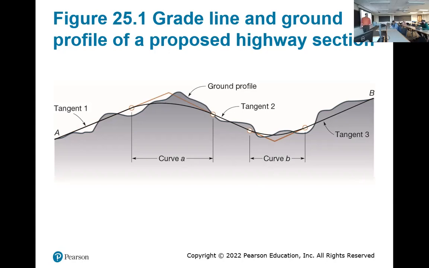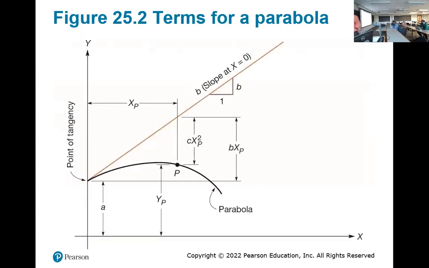So let's talk a little bit about nomenclature first. Is a vertical curve actually a curve? No. Well, kind of. Is it a circular curve? No, it's a parabola.